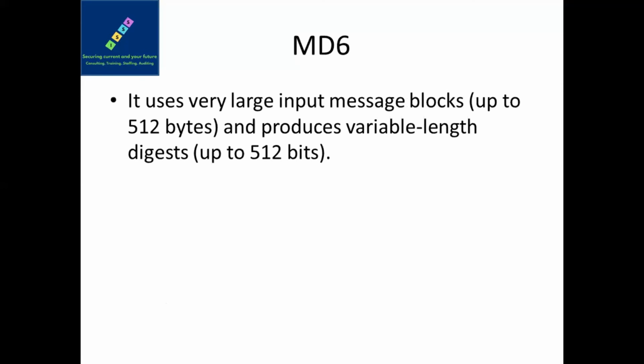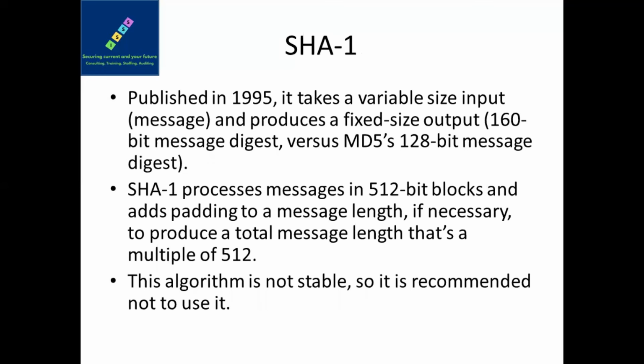MD6: if the input is very large, we can start using MD6. Message blocks are up to 512 bytes, it's variable, and it produces a variable digest up to 512 bits. So when you invoke the algorithm for calculating the hash value, you have to specify the length of the message block and the length of the digest that you actually want. That is an advantage of MD6 as compared to MD5.